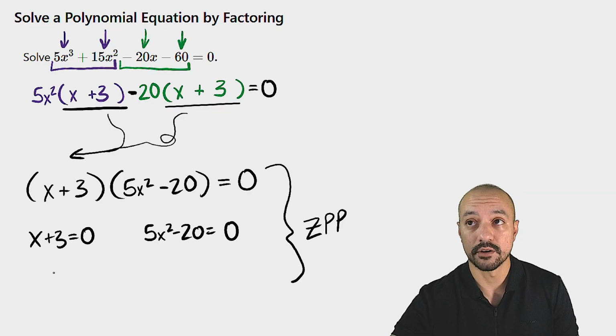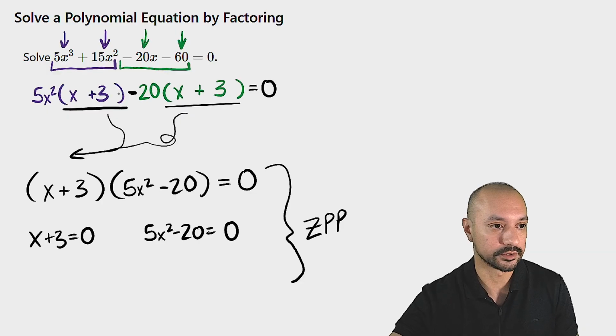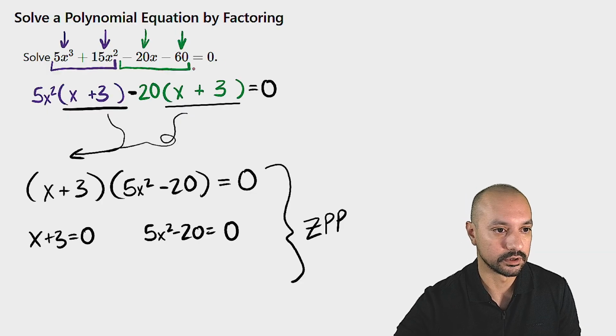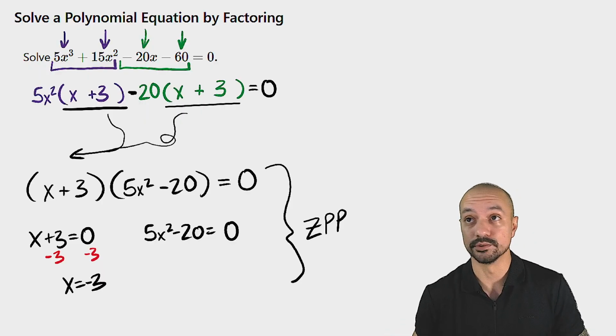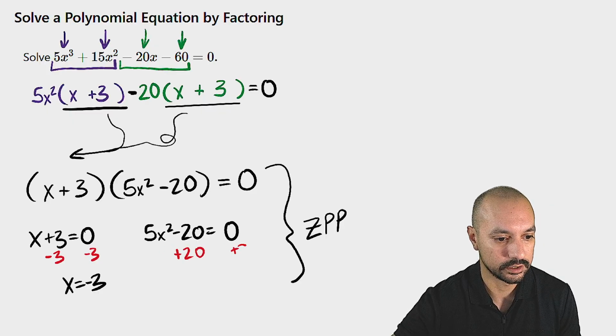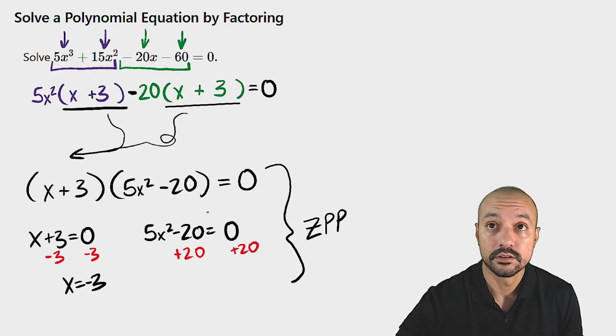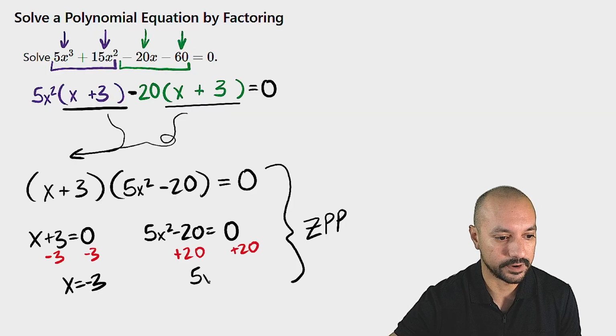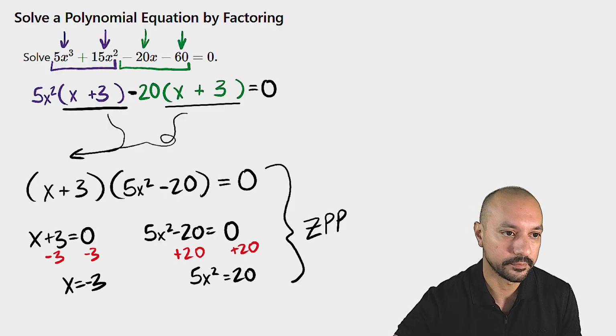Let me go ahead and solve the linear equation first. So we'll take away 3 from both sides. We end up with x equals negative 3. There's one of my solutions. On the other side, we're going to add 20. So we get 5x squared equals 20.